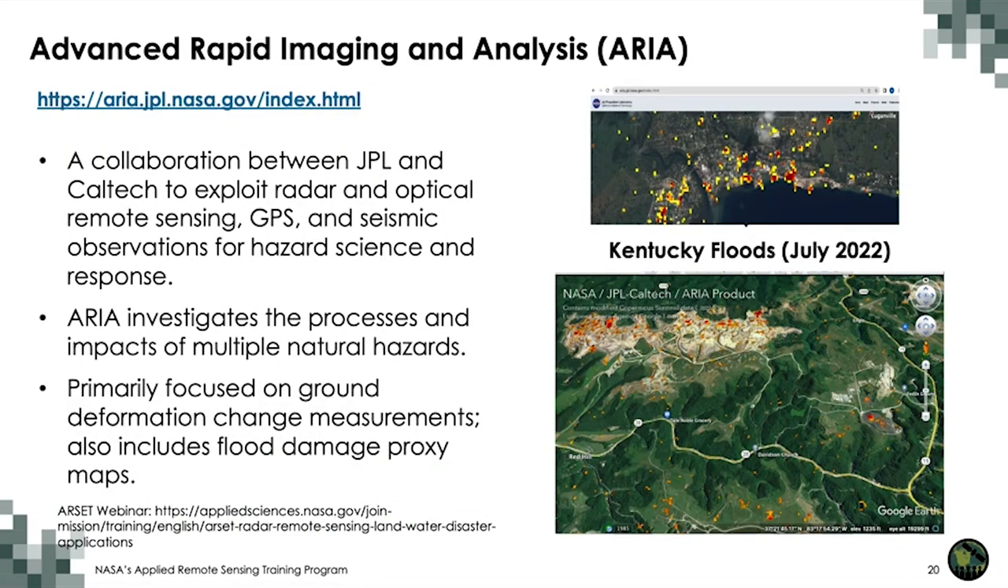It's a collaboration between NASA Jet Propulsion Laboratory and California Institute of Technology. ARIA uses satellite data from SAR sensors, also from optical sensors, uses global positioning satellite data and seismic observations for looking at multiple natural hazards, particularly processing impacts related to hazards. Although the primary focus of ARIA is ground deformation change measurements, it also includes flood damage proxy maps.